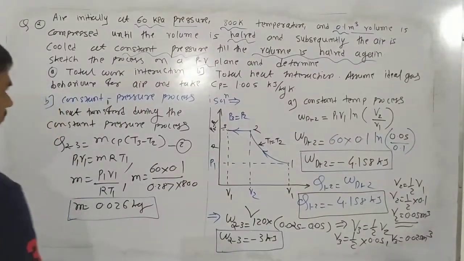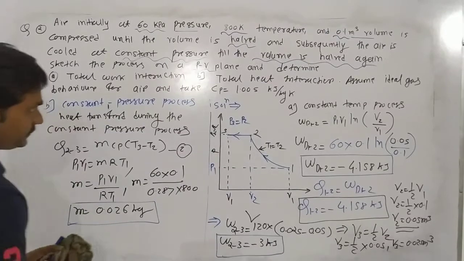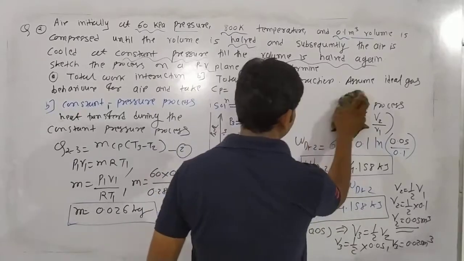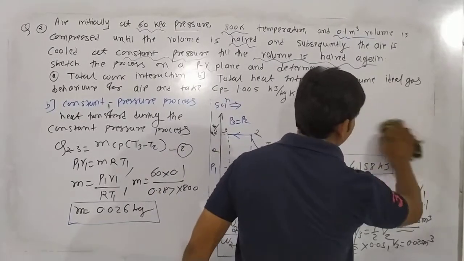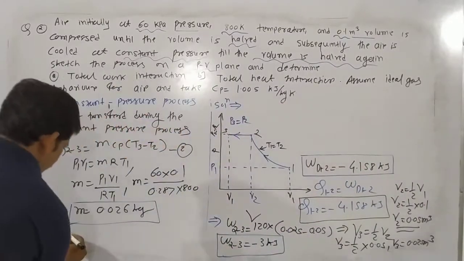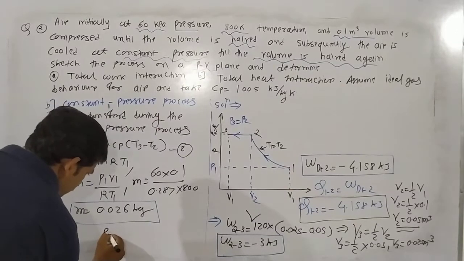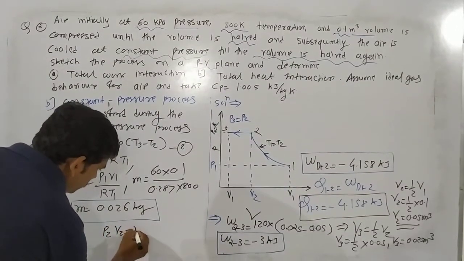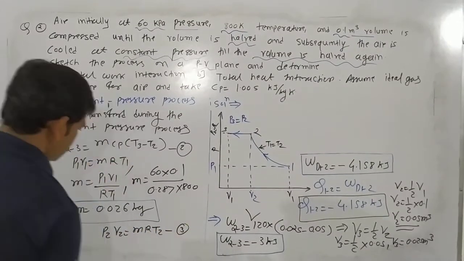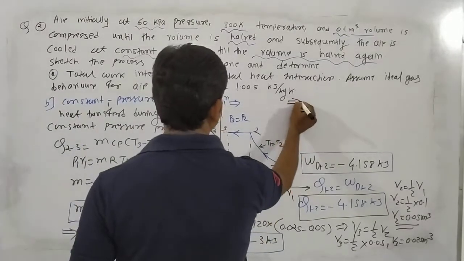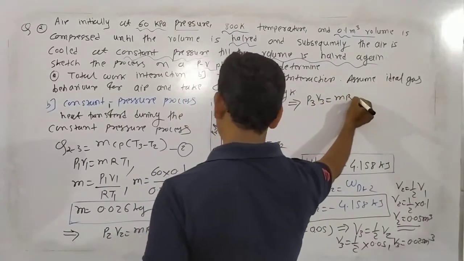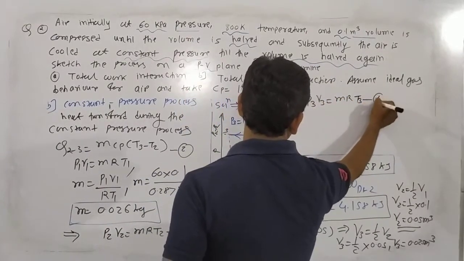So how to calculate T3? Once again by ideal gas equations. I erased this portion, but the answer is not erased. So here, ideal gas P2 V2 is equal to m R T2, equation number 3. Another is here, P3 V3 is equal to m R T3, equation number 4.